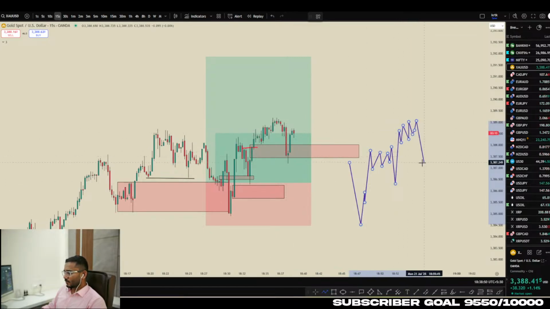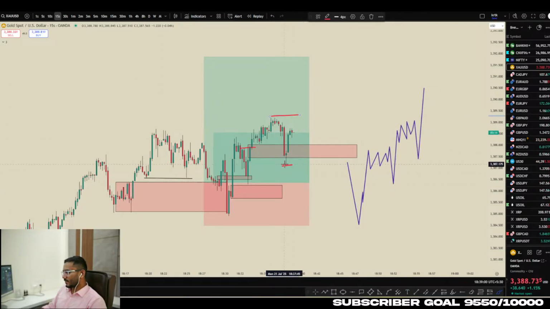And now this low sweeps, fulfills this imbalance, and if this breaks to the upside, we can consider it as a new strong low. If this breaks to the upside, this is our new strong low, where we can put our stop loss to break even. It's already at break even.